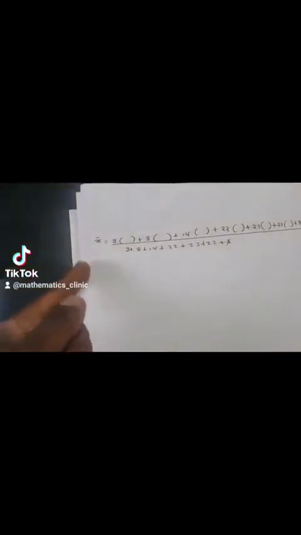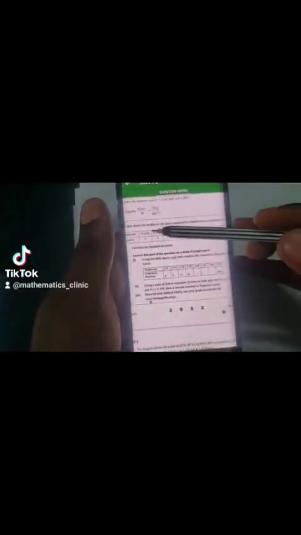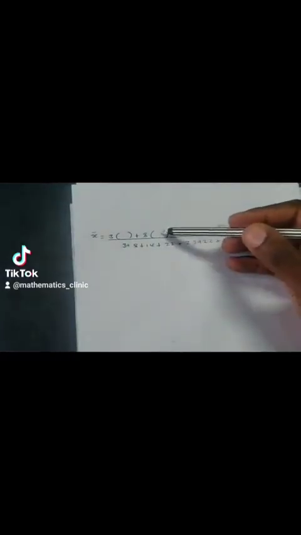In other words, we want to find the mean, so we multiply each frequency by its midpoint and add them up. So how do we find the midpoints? We have 0 and 10. 0 plus 10 is 10, and 10 divided by 2 is 5. So we put 5 right here.